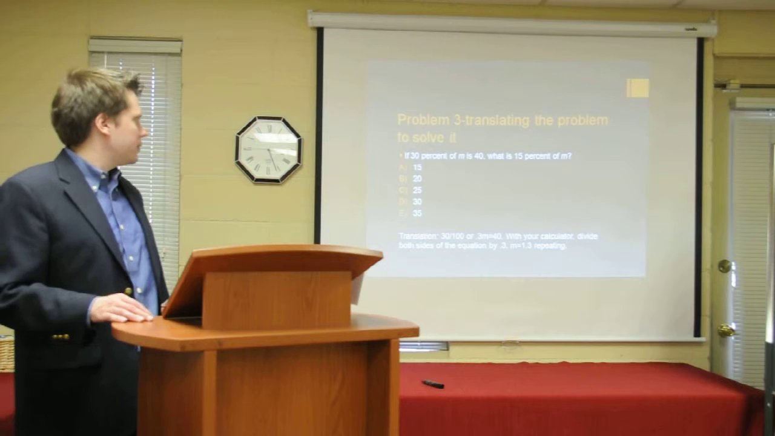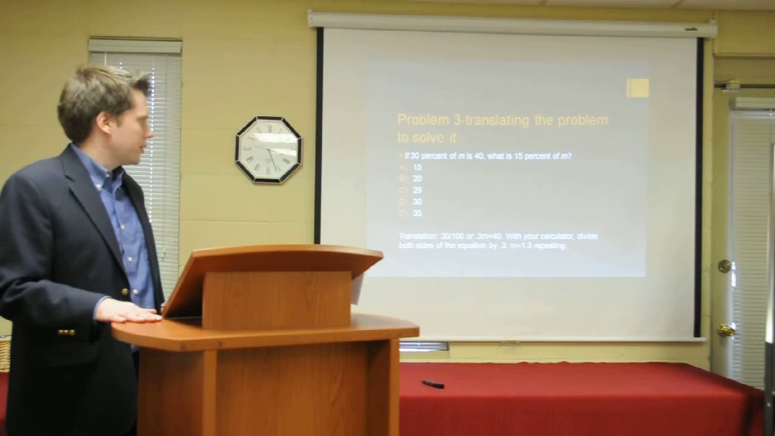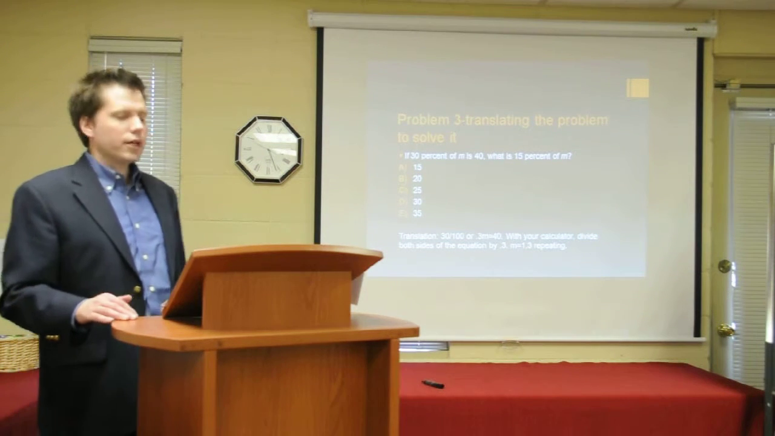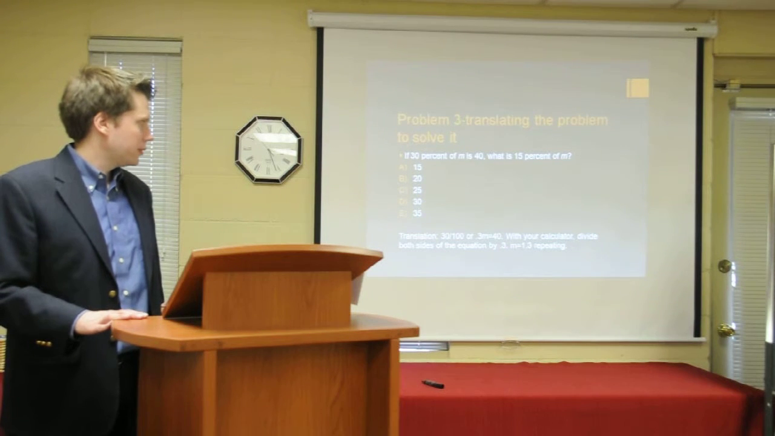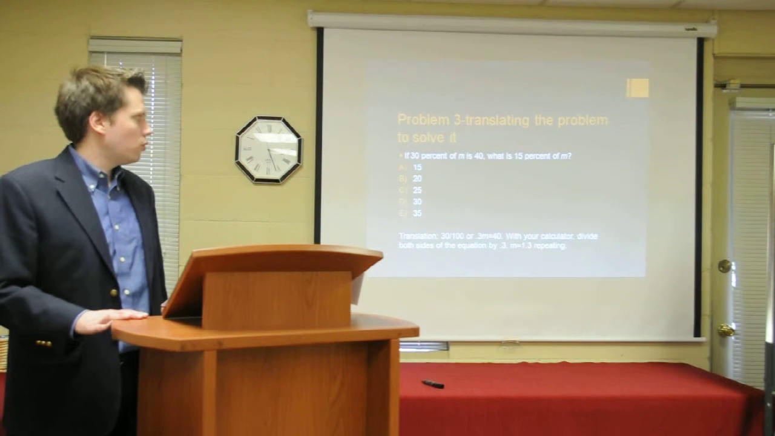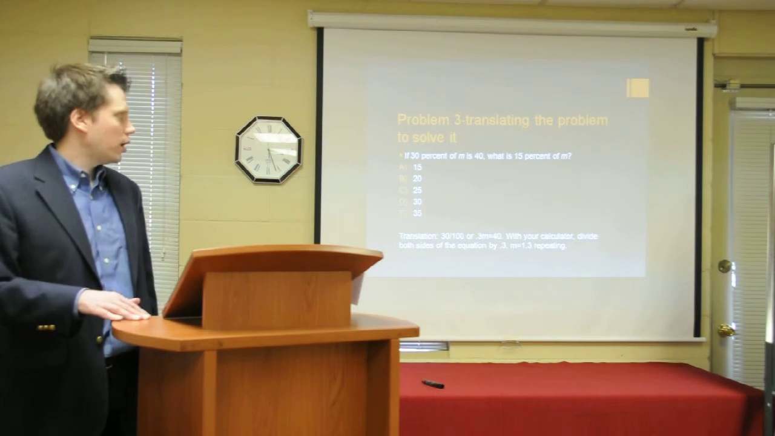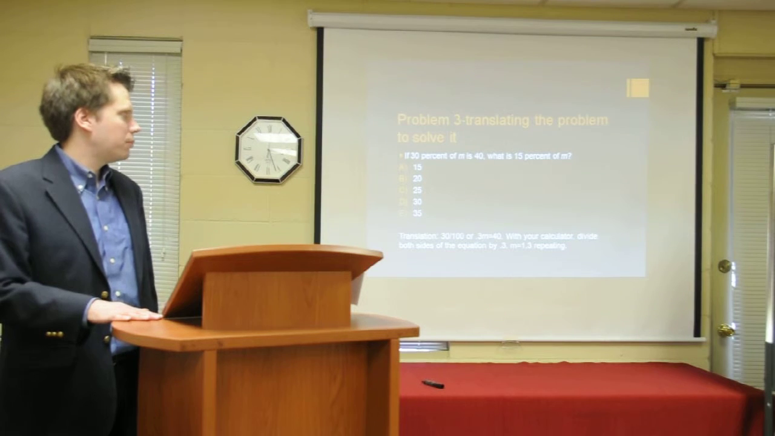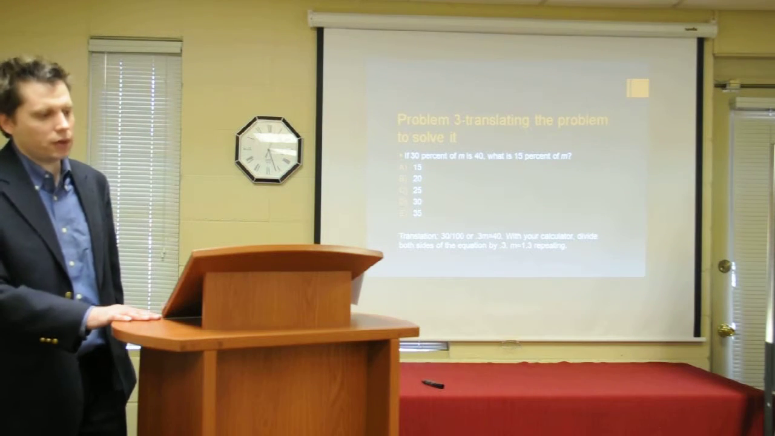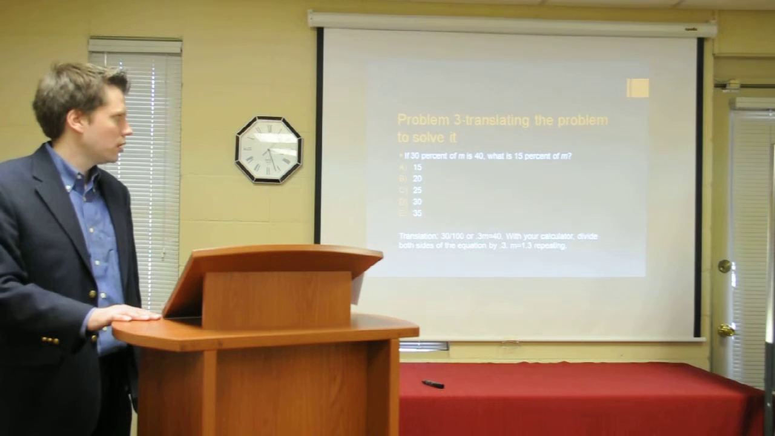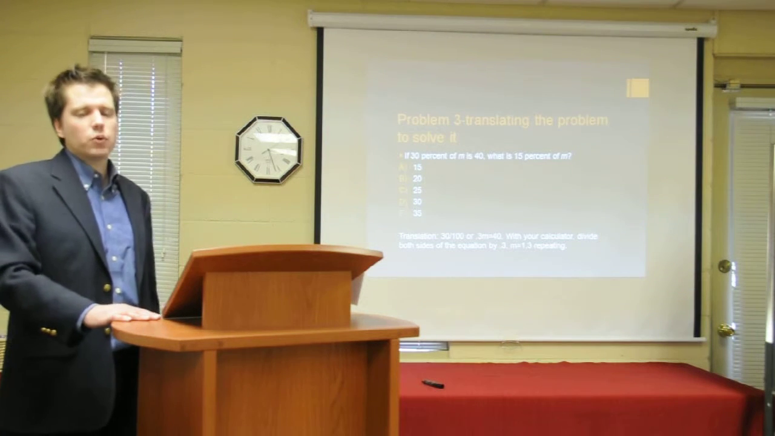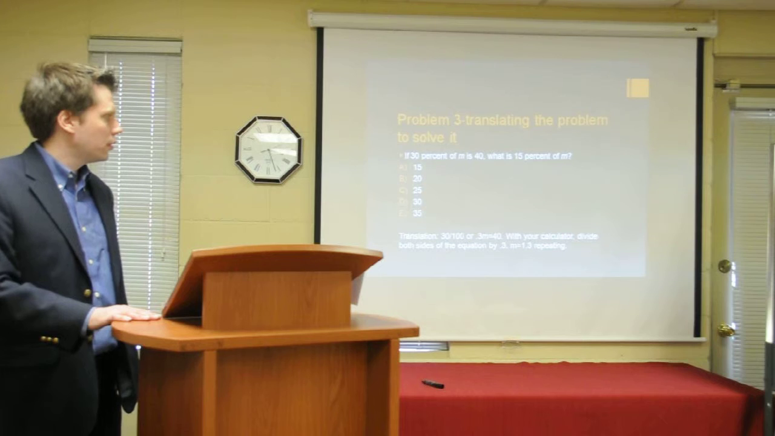So when we translate this, the percent goes to 30 over 100, which would also be 0.3. So it'd be 0.3 times m equals 40. Dividing both sides of the equation by 0.3 using your calculator, and you're permitted to use calculators, so this would be a good time to use it, you'd have m equals 133.3 repeating.